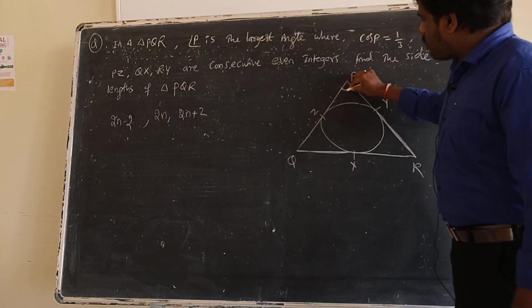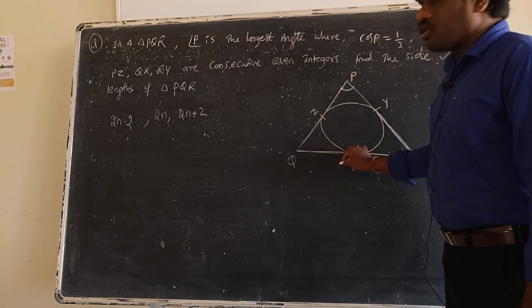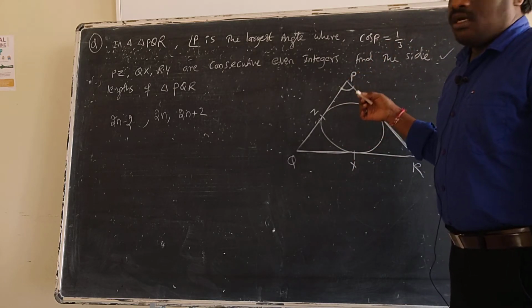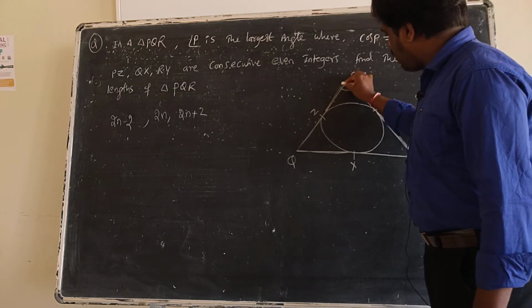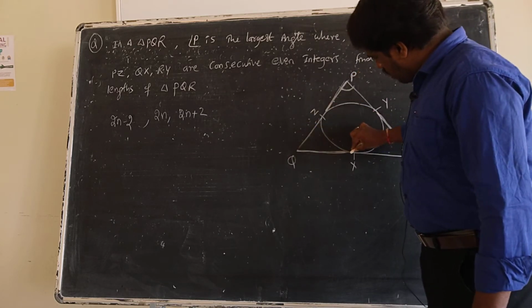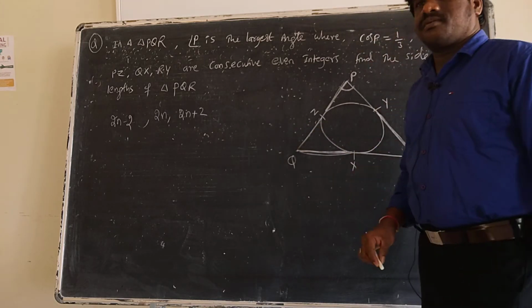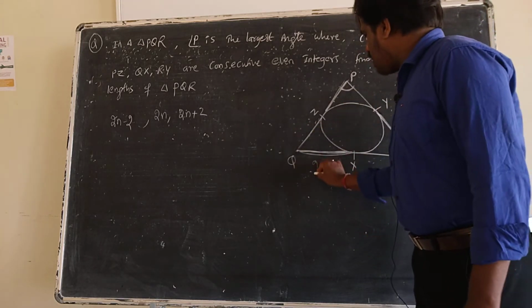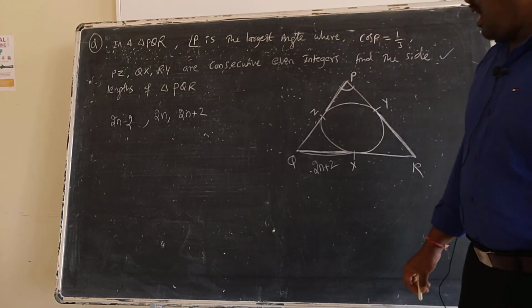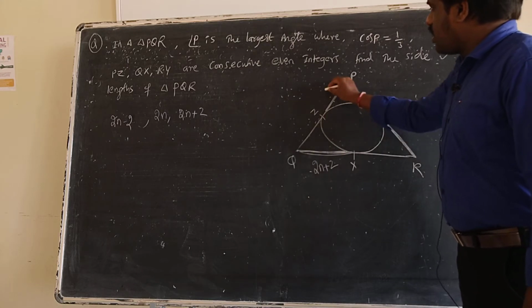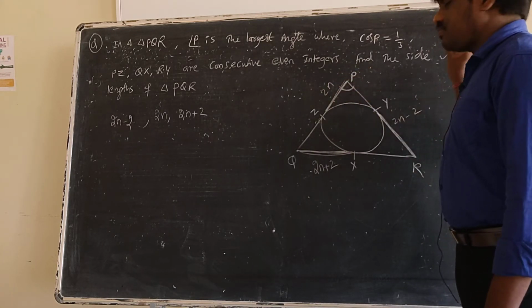Here the opposite angle P is the largest angle, so the opposite side should be the larger side. So I have to take, here you have 3 sides of the triangle. These are the 3 consecutive integers, so these 3 integers you have to select. This is the larger one, so I take 2n plus 2. Another one I can take is 2n. Next one is 2n minus 2.